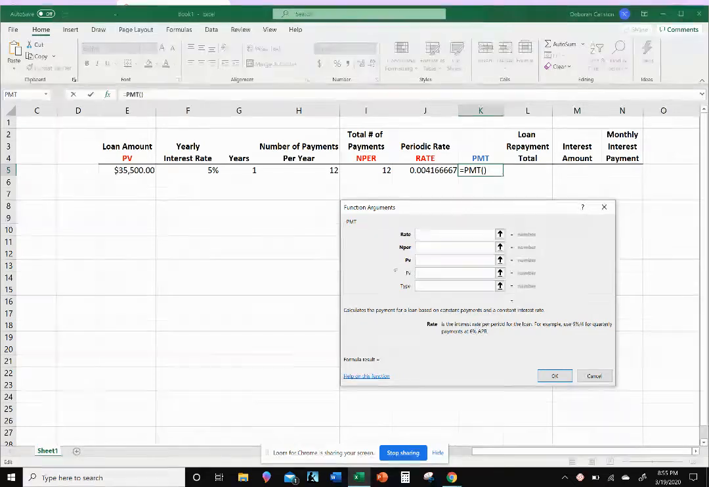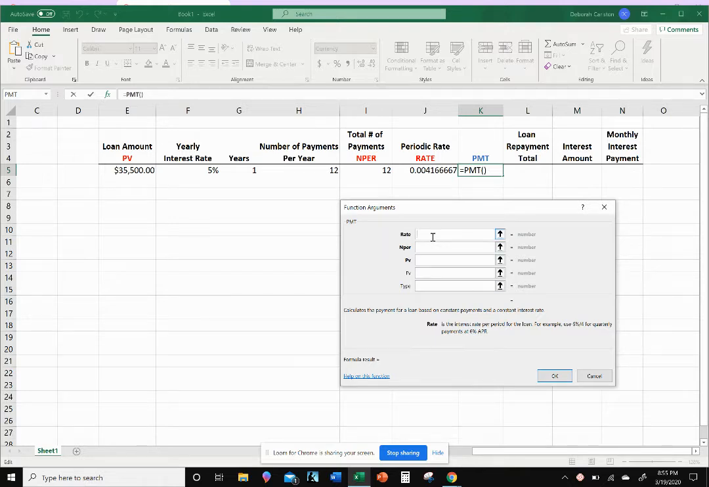And this is really great because it tells you exactly what things are. So as was said in the video before, in your lesson this week, the bold ones are the ones that we need to fill in. And rate, if you forget, it tells you down here. Rate is the interest rate per period for the loan. For example, use 6% divided by 4 for quarterly payments at 6% annual interest.